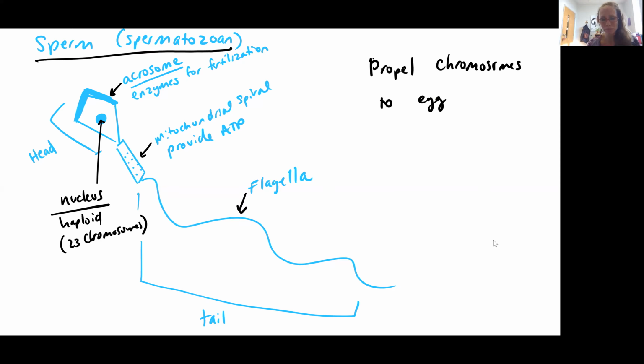Essentially, the sperm cell has, as part of that maturation process, lost a lot of the organelles. So that is basically just this little tiny packet of chromosomes with the machinery necessary to actually propel it to that egg.